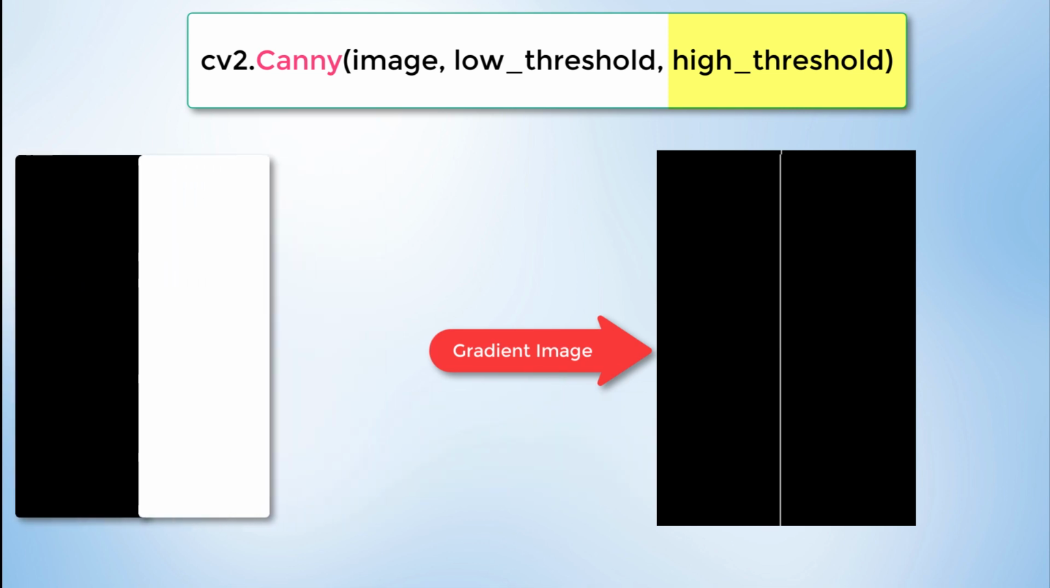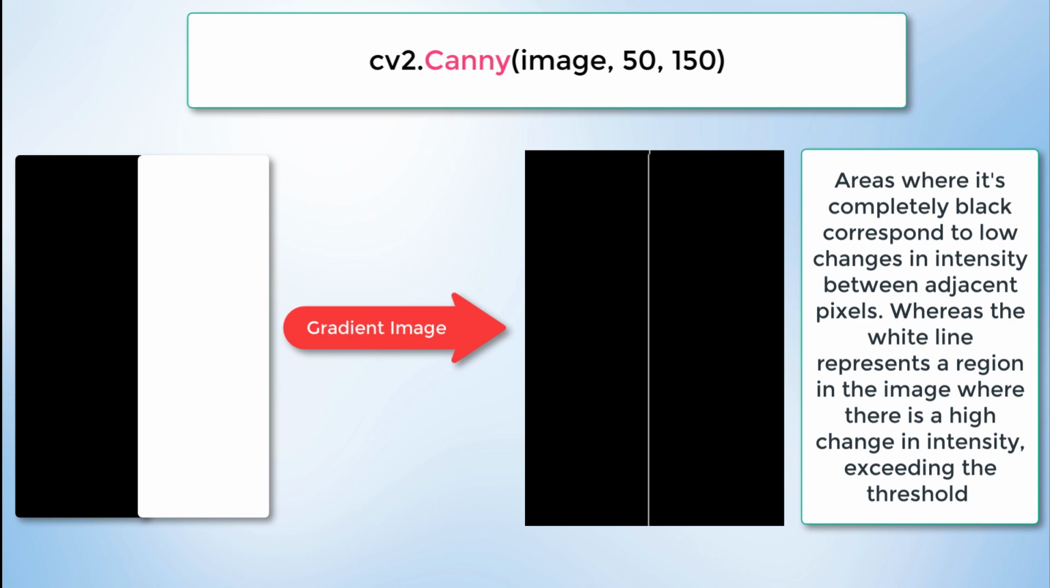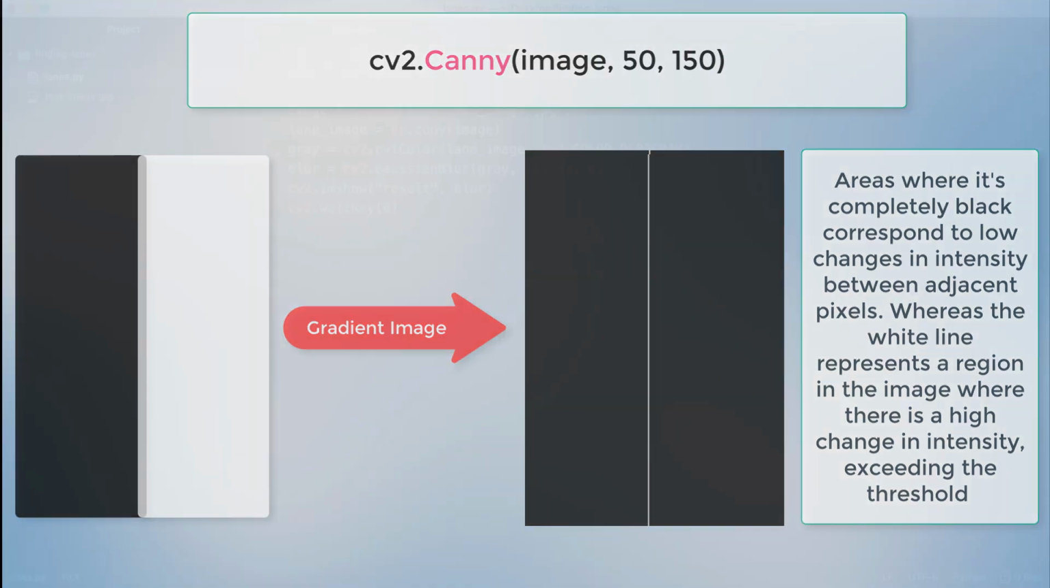If it is below the lower threshold, it is rejected. If the gradient is between the thresholds, then it will be accepted only if it is connected to a strong edge. The documentation itself recommends using a ratio of 1 to 2 or 1 to 3. As such, we'll use a low-high threshold ratio of 1 to 3, 50 to 150.